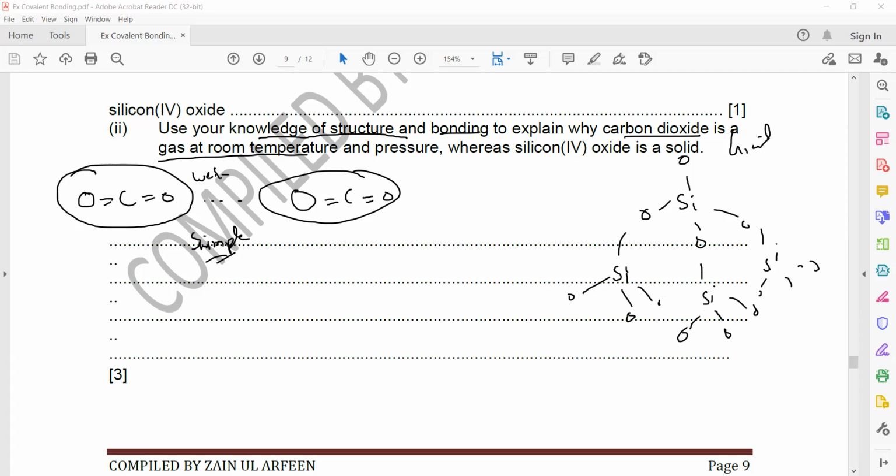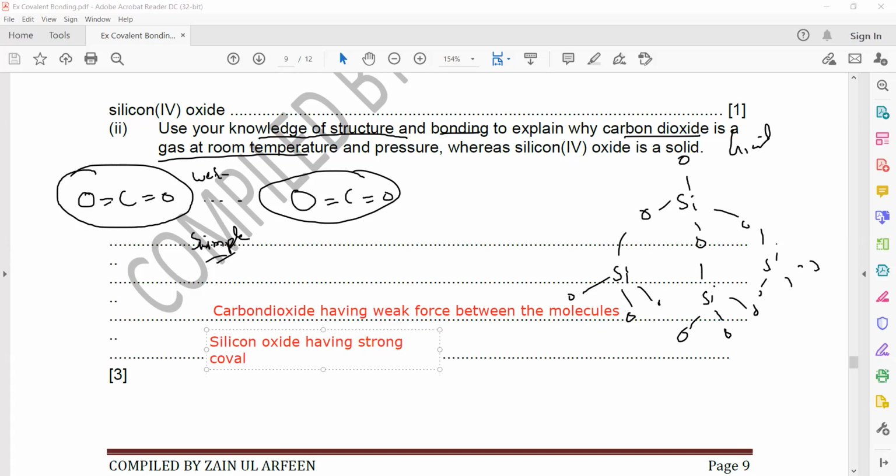So when we write the answer, we will mention that carbon dioxide is having weak force between the molecules, whereas silicon 4 oxide, or silicon oxide, is having strong bonds or covalent bonds in a giant structure. That's why silicon 4 oxide is solid.